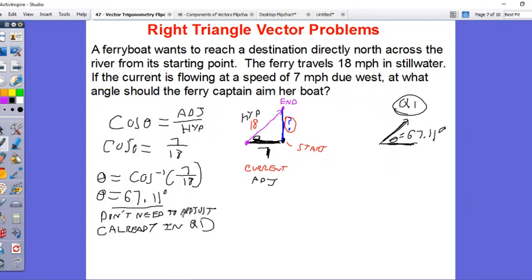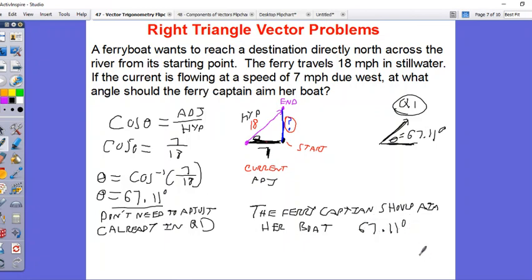And so therefore, we can say that the ferry captain should aim her boat 67.11 degrees. You don't have to specify, but you can say north of east.